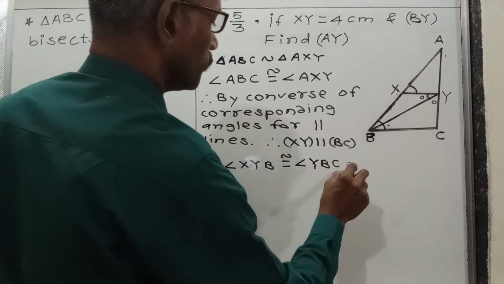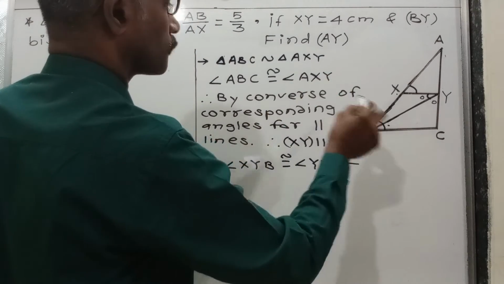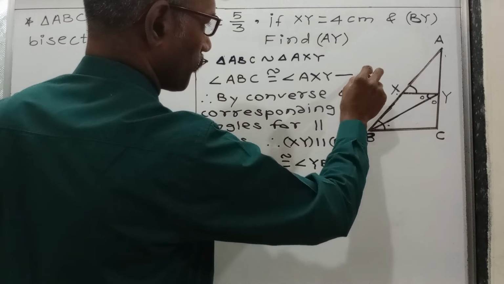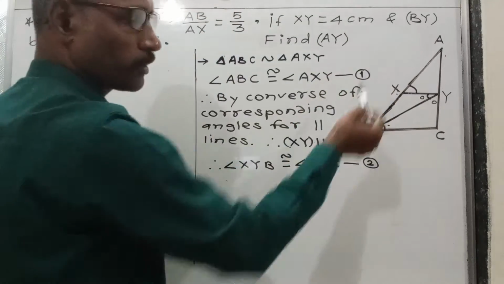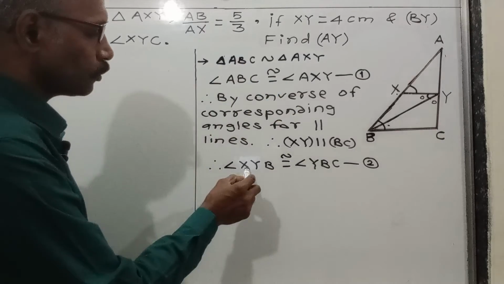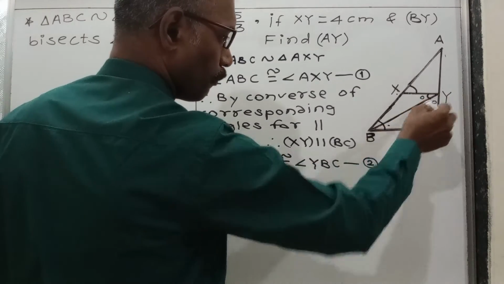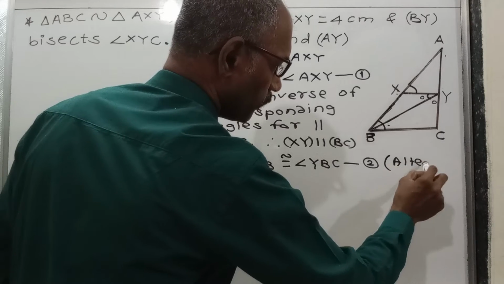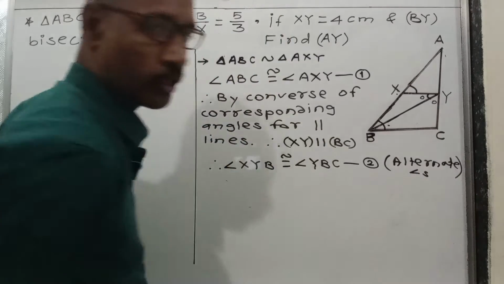We give numbers here: this is number 1, this is number 2. Here there is no need of numbers, but I have given them. Now see, this angle XYB is congruent to angle YBC. These are alternate angles. Did you get it?